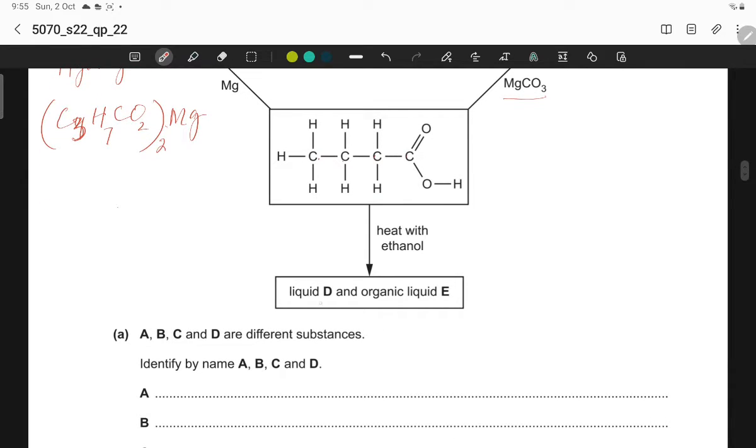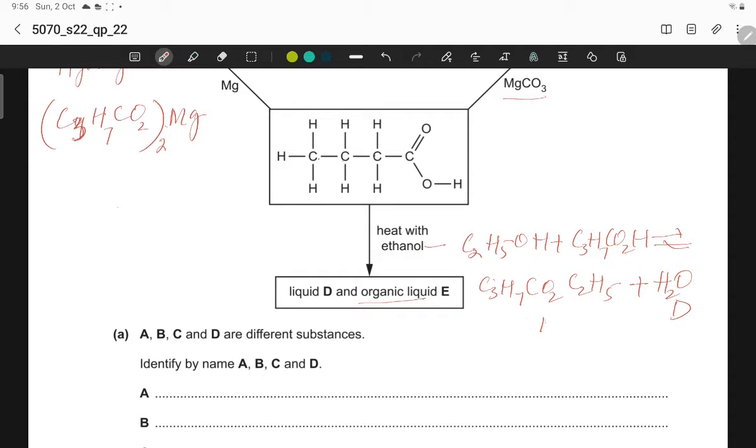Heat with ethanol gives liquid D and organic liquid E. Ethanol is C2H5OH, and when it reacts with this compound, C3H7CO2H, the ester is formed. Organic liquid E is the ester, C3H7CO2C2H5, ethyl butanoate, plus water. Liquid D is water, so this is D and this is E.